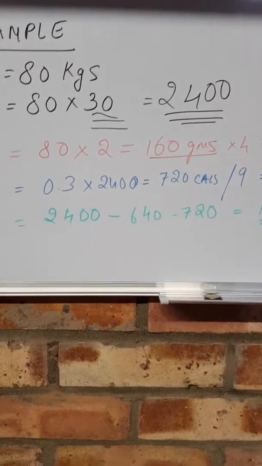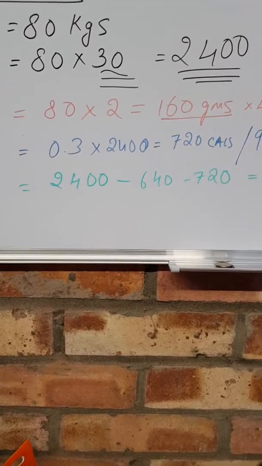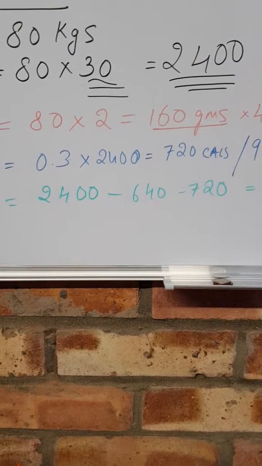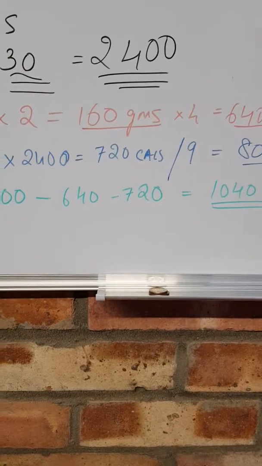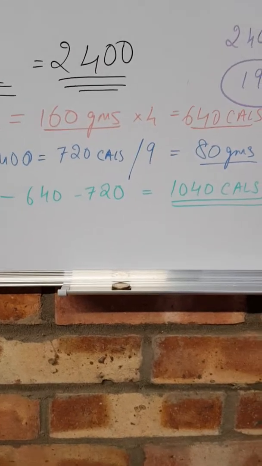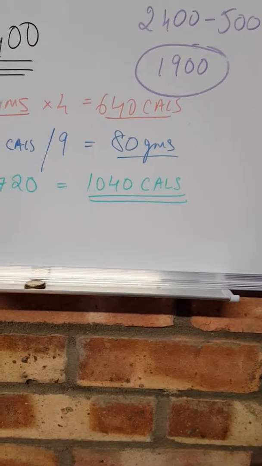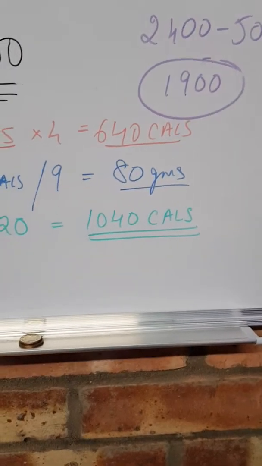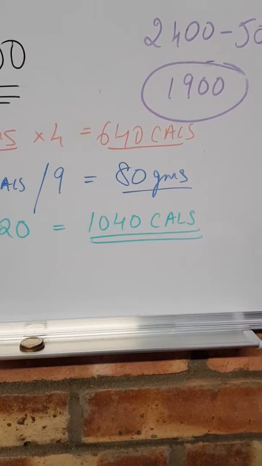So proteins are very simple. If I multiply the body weight by 2, that gives me the total number of grams I require for proteins in a day. And if I multiply that by 4, that gives me the total number of calories. So for me, it's 160 grams of protein that I require, which is 640 calories.